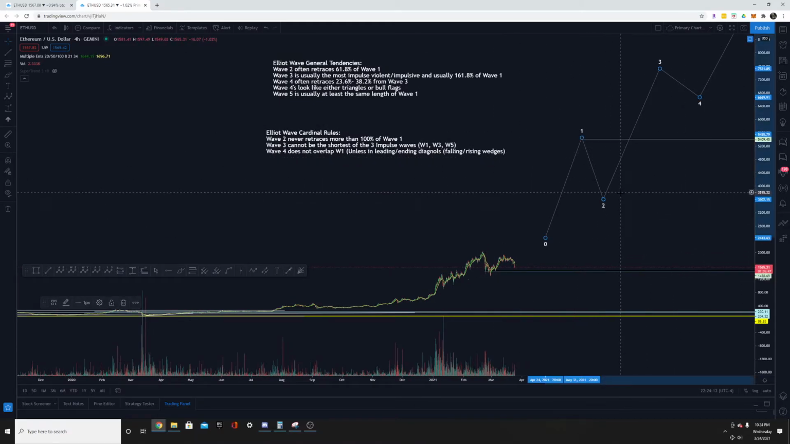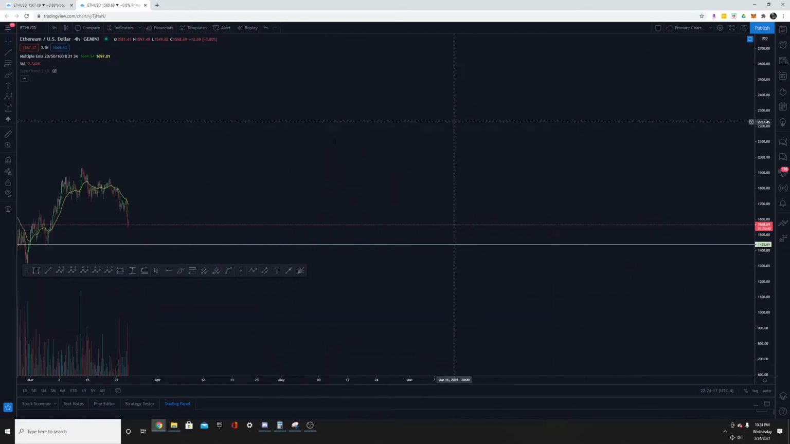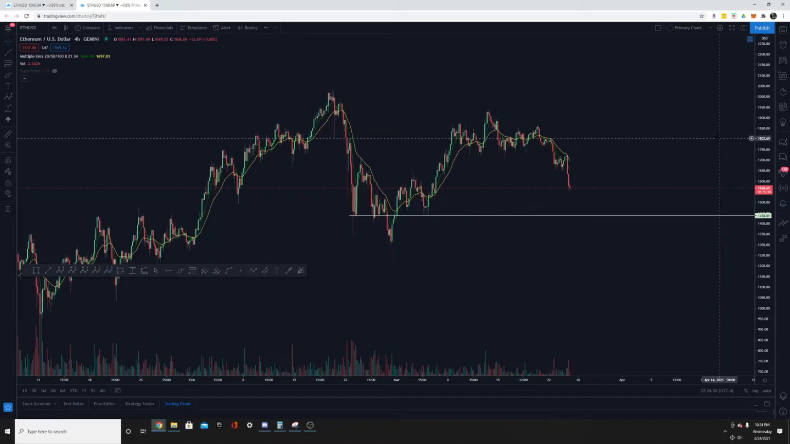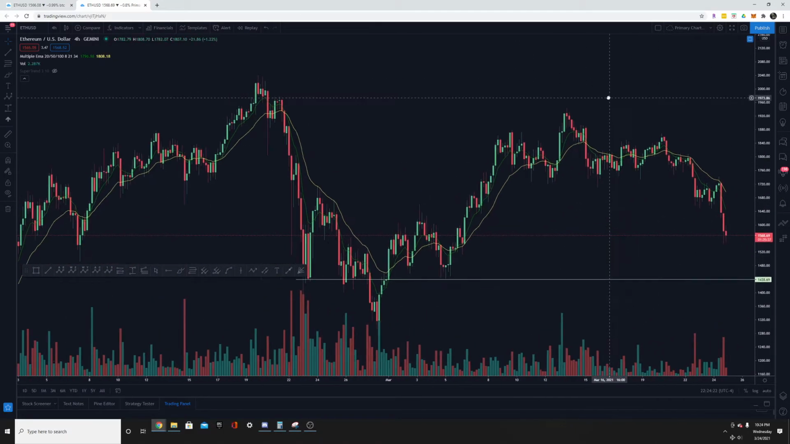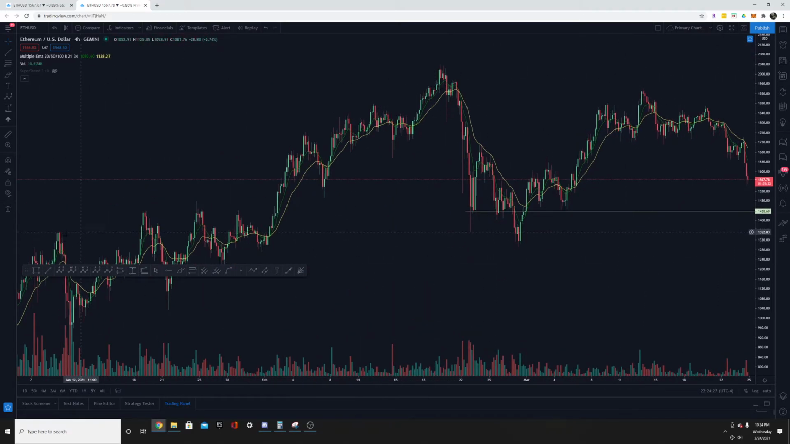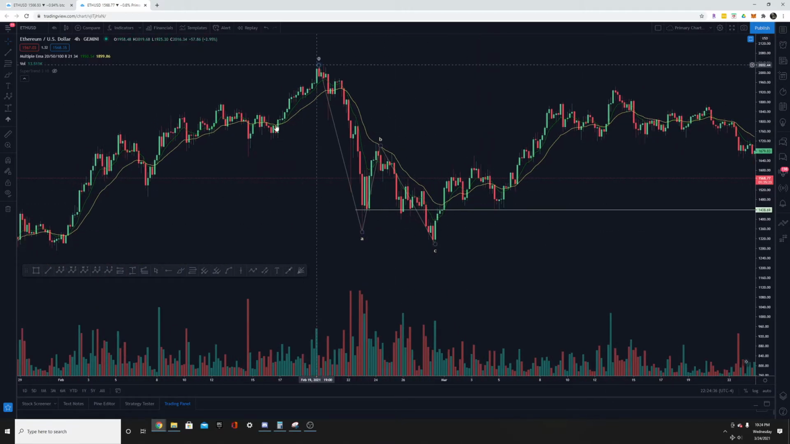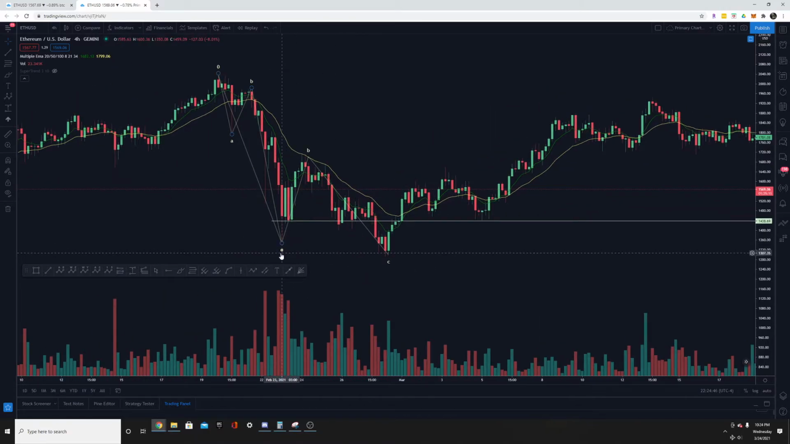And let's use that on ETH. So here you can tell this is a correction, a 3-wave move: A, B, C. And how do you know that? Well, because you can count 3 subwaves: A, B, C for the large degree A.